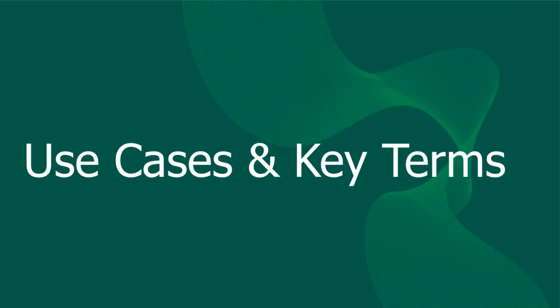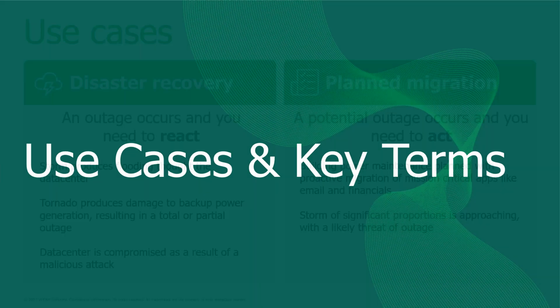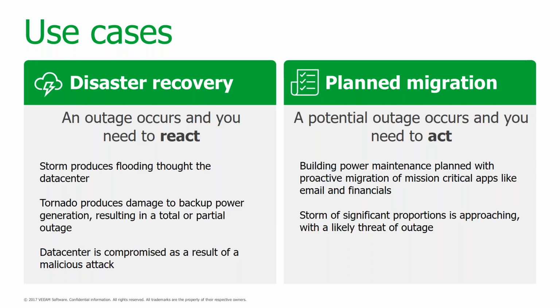Now I want to talk about some use cases for this Veeam Availability Orchestrator and some key terms. Some of the terms you might be familiar with if you're already familiar with backup and replication, but some might be a little new to you. So as we've talked about, disaster recovery, something happens, a natural disaster, a malware attack, and a planned migration. You know, we're going to have building maintenance or you need to move your data center. These are two of the most common use cases we think about when we're thinking about an orchestrated disaster recovery product.